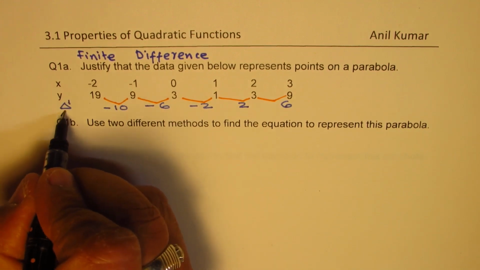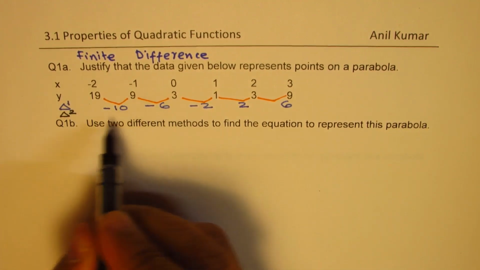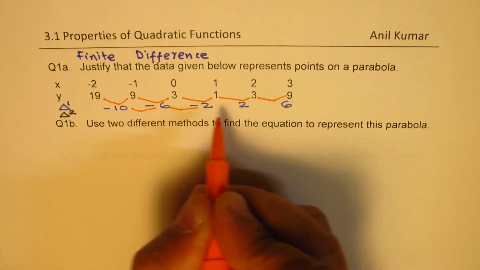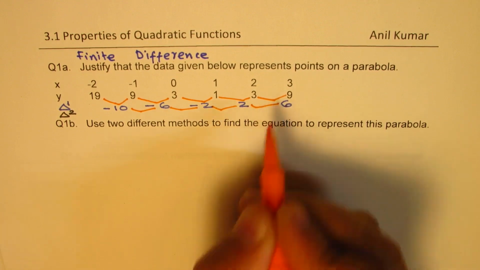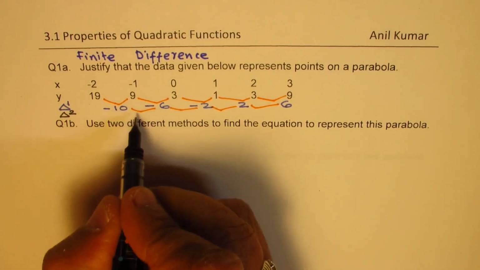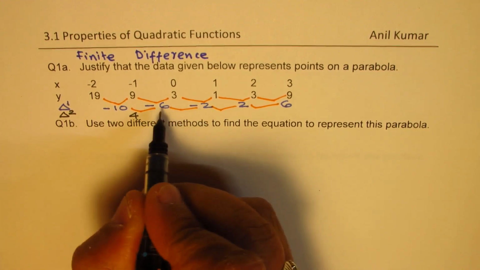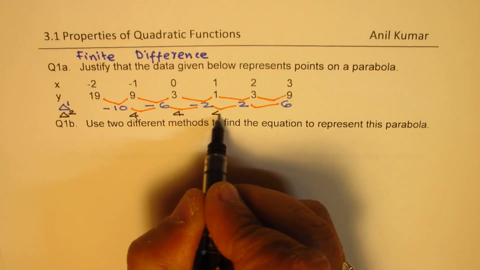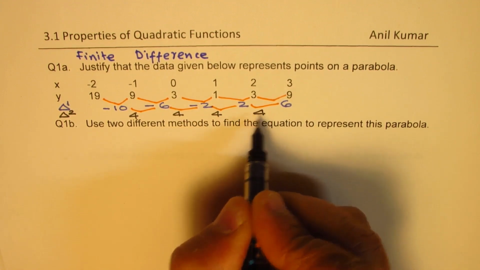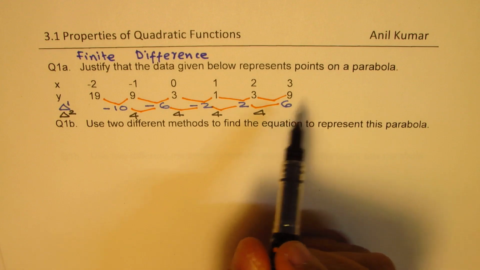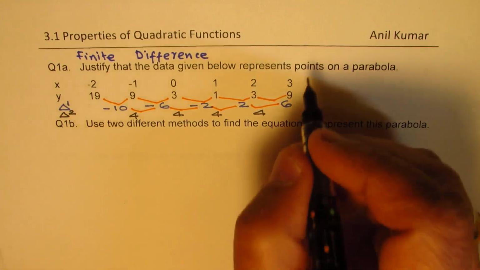Now let's find the second difference. So difference between these two. I'll just squeeze it in this limited space. So if I do minus 6 minus 10, we get 4. Minus 2 minus 4 is also 4. 2 minus minus 2 is 4. 6 minus 2 is also 4. So we see that the second finite difference is 4, which is constant, and therefore it represents a curve which will be a parabola, right?